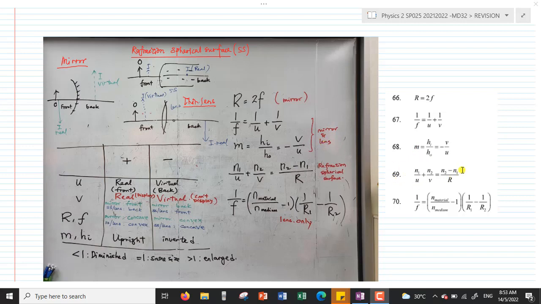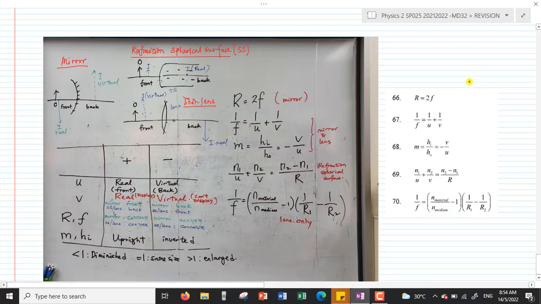And equation 69 is the special equation that we use to determine the image distance for refraction at a spherical surface, for example, when we observe the image of a fish in water. Then equation 70 is only used for thin lens, whereby we use it to determine the focal length for a thin lens. Please be careful. Never ever mix up equation 66 for mirror and equation 70 for thin lens.